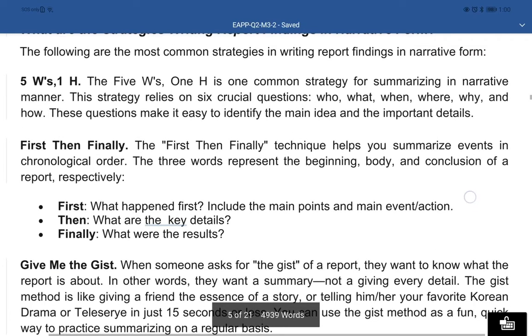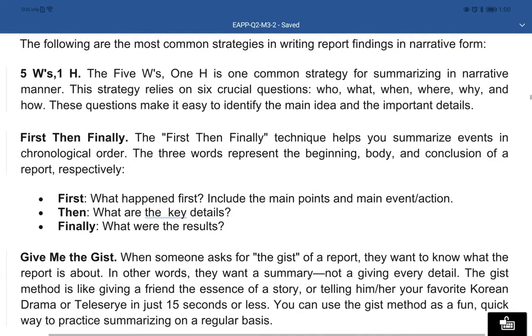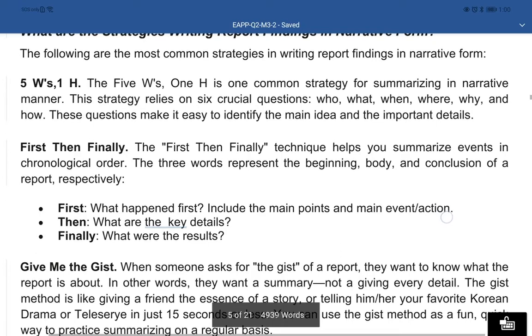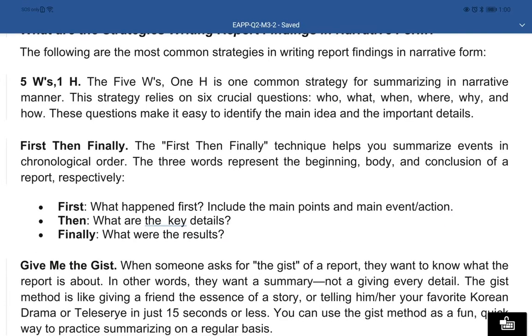Kailan mo nakuha yung data? Okay? So, halimbawa, January 20 to January 21, 2021. Ganon. Where? Tapos, ito yung mga places where the data came from. Okay? And then, why? Why are you making this kind of report? And then how did you gather the data? So once you have answered these questions, you can already summarize.